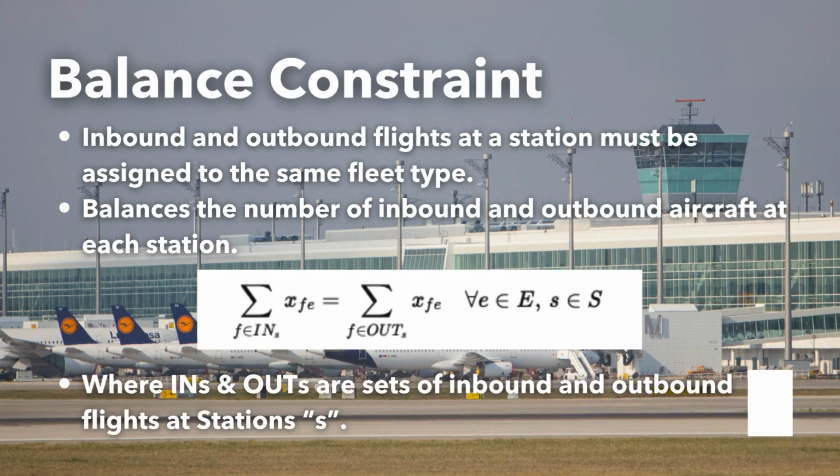Lastly, we consider the balance constraints. This ensures the number of inbound flights at a station using a specific fleet type must equal the number of outbound flights using the same fleet type. This is crucial for maintaining the flow of aircraft between stations.